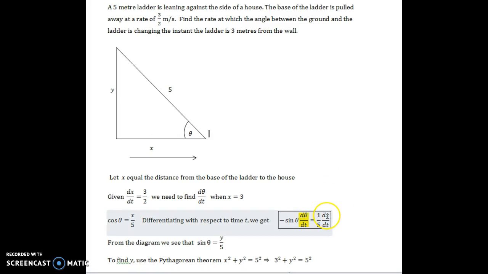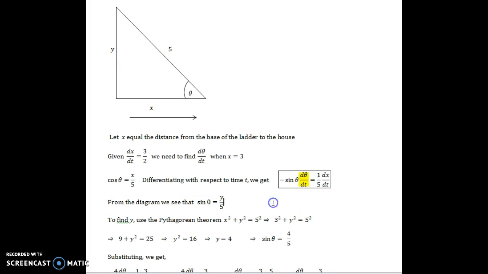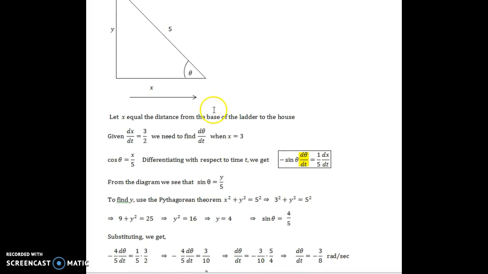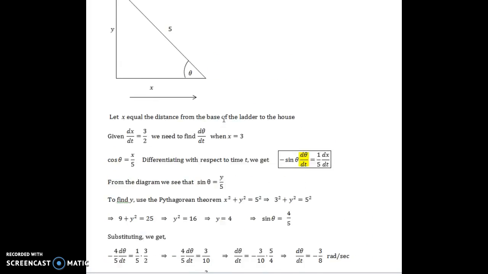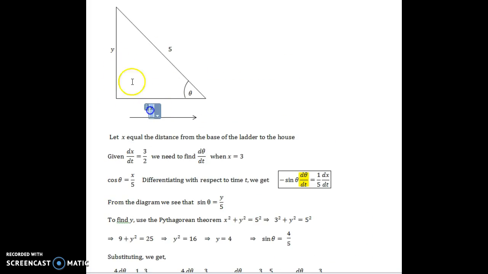So we know that dx/dt is 3/2, it's given, but we don't know immediately what sine theta is, but we can find that quantity pretty easily. From the diagram itself, we know that sine is the opposite side, y, over the hypotenuse, a trig ratio you've seen many times before. So we substitute in using the Pythagorean theorem. We know that x squared plus y squared is equal to 5 squared. It's simply a 3, 4, 5 triangle.